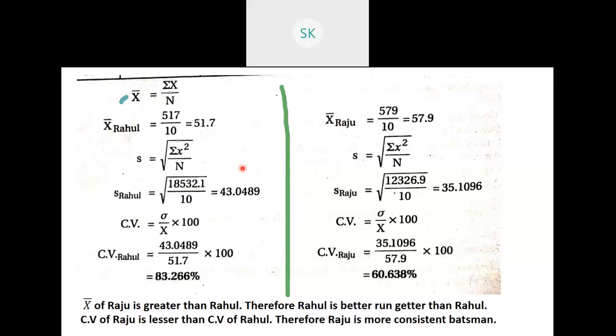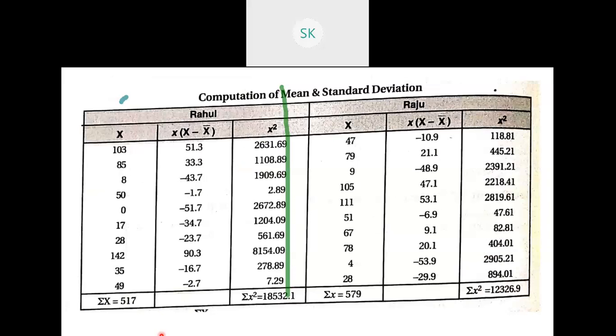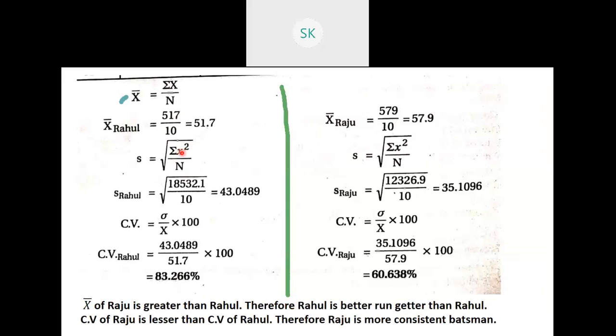Let's see what is the sigma x square for Rahul. The sigma x square for Rahul is 18,532.1. That is what we have taken, and that will be divided by n, which we already know is 10. So the standard deviation for Rahul is 43.0489. That is the value of standard deviation.